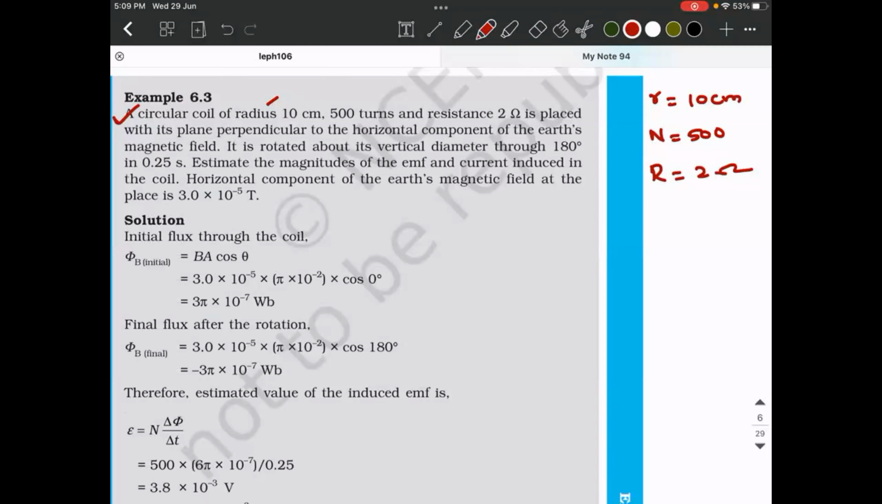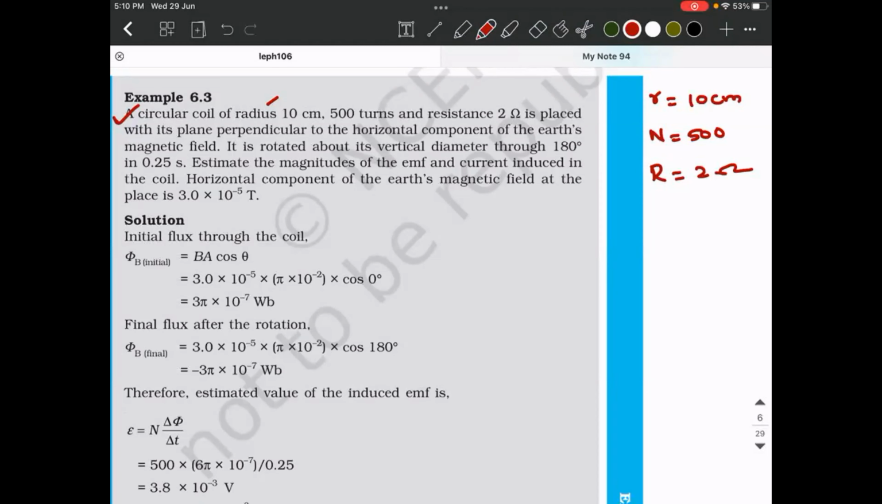Now it is rotated about its vertical diameter through an angle of 180 degrees in how much time? In 0.25 seconds. That is 1/4 of a second, right? Estimate the magnitudes of the EMF and the current induced in the coil.